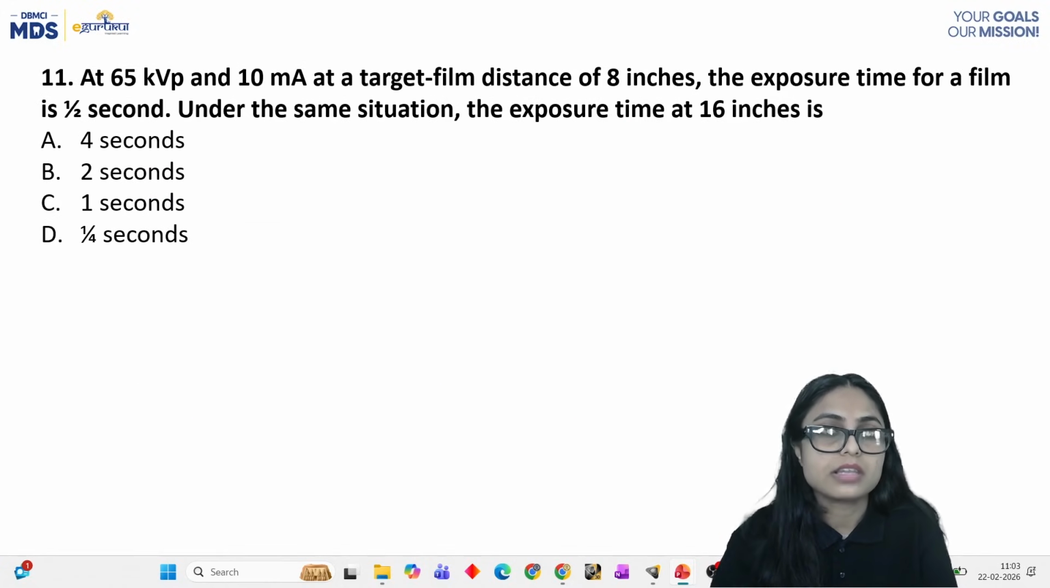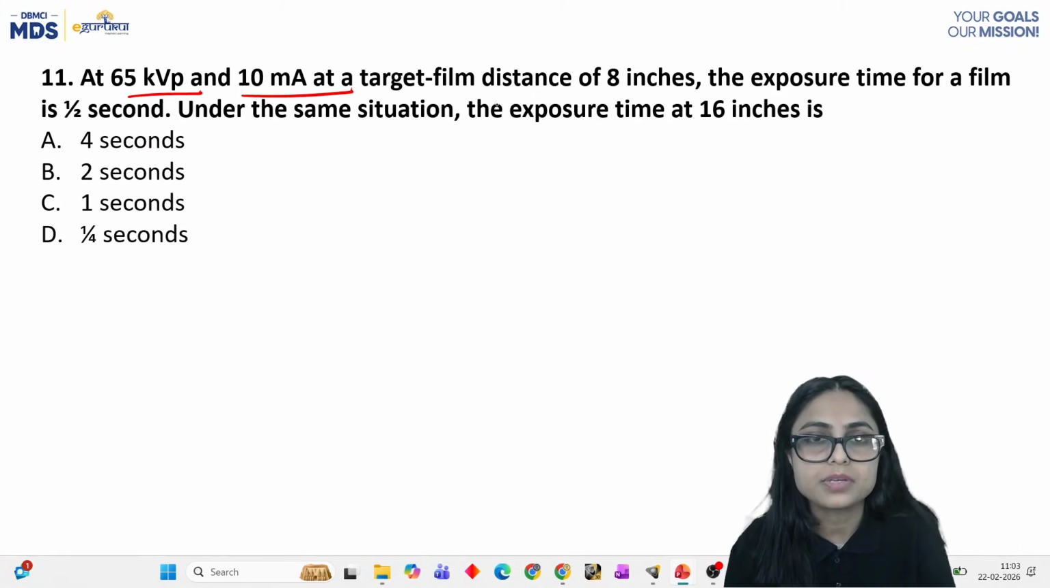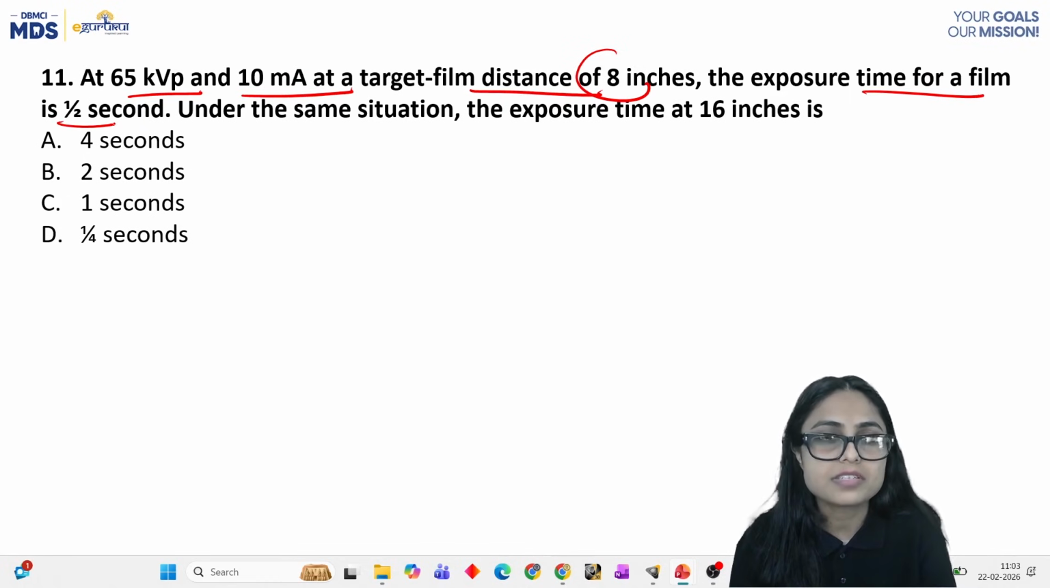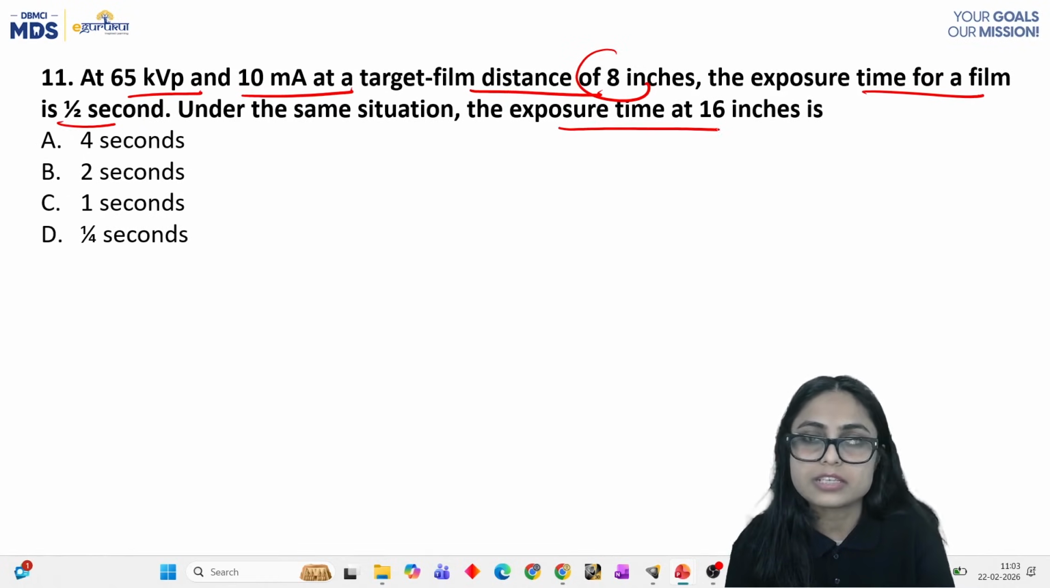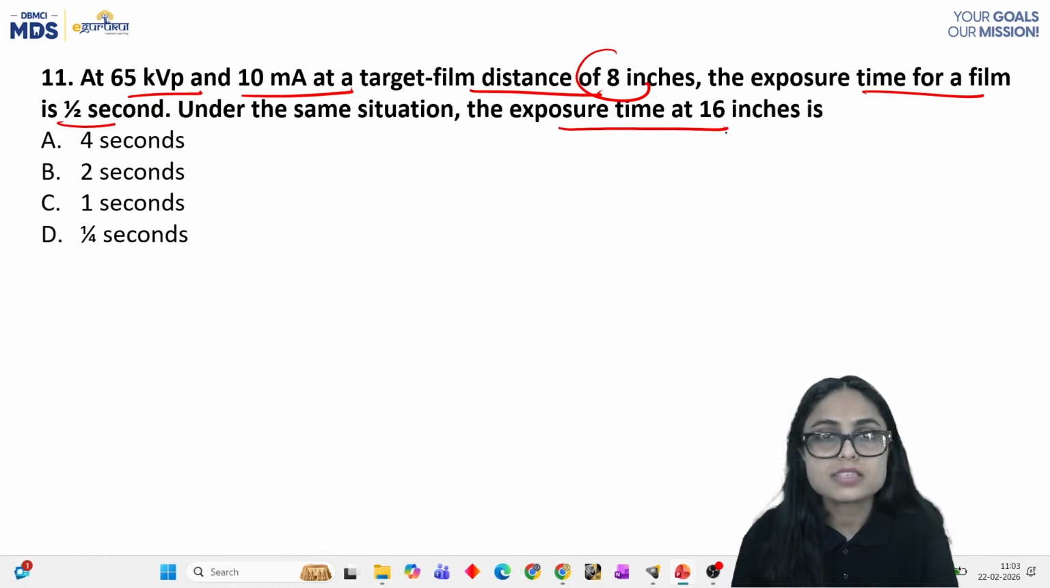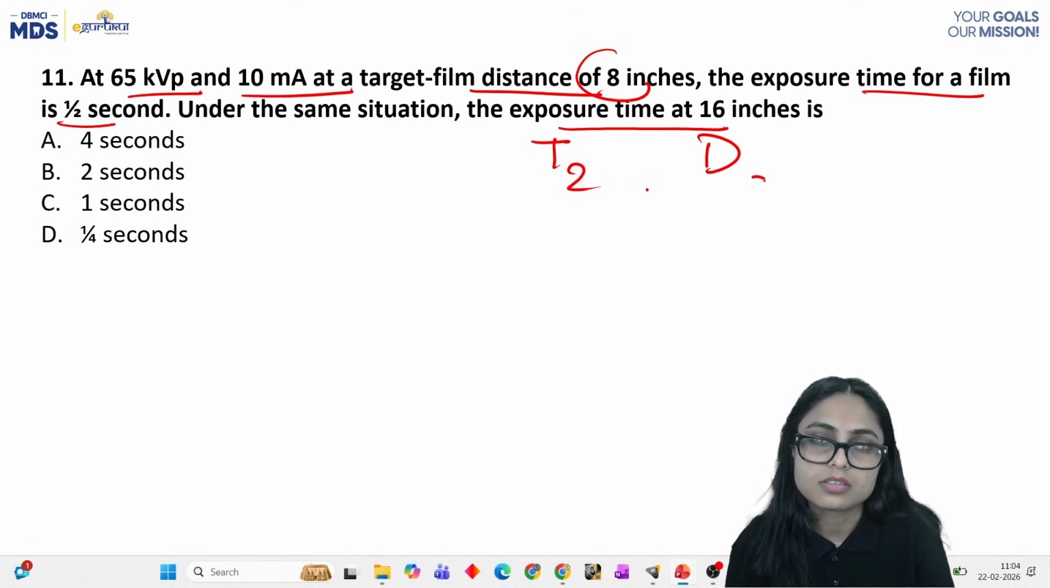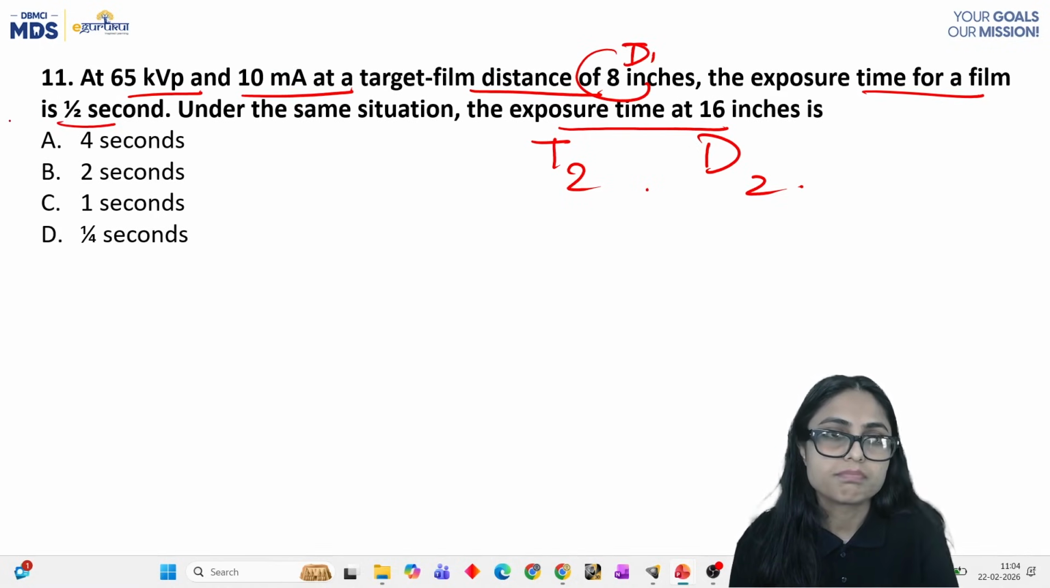Next question, 11th question. At 65 kVp and 10 mA, that is milliampere, target film distance of 8 inches, exposure time is half a second. Under the same situation, what is the exposure time at 16 inches? They had asked about exposure time at 16 inches. First, you can just write down these parameters which are already given.